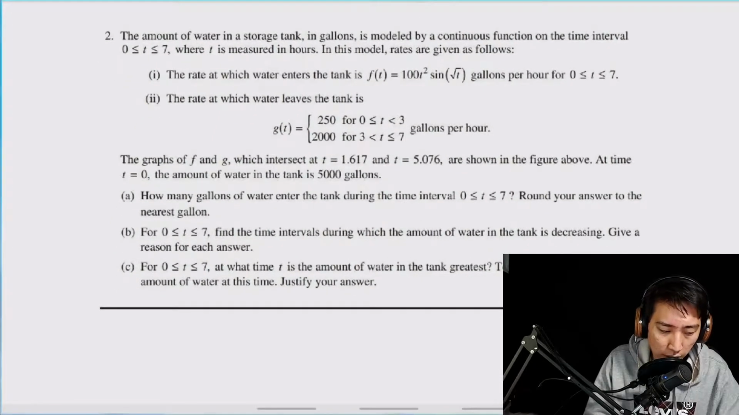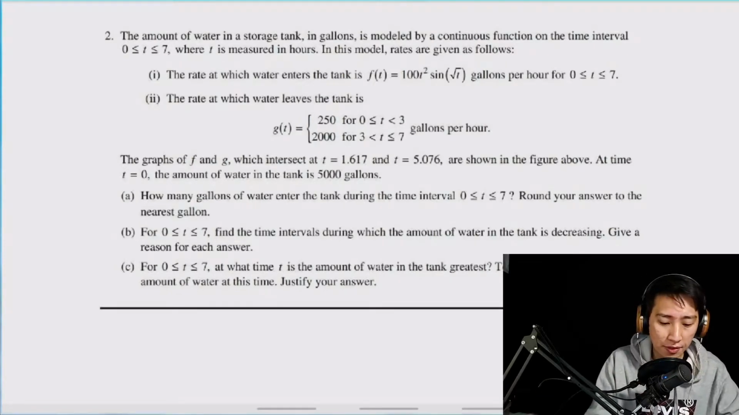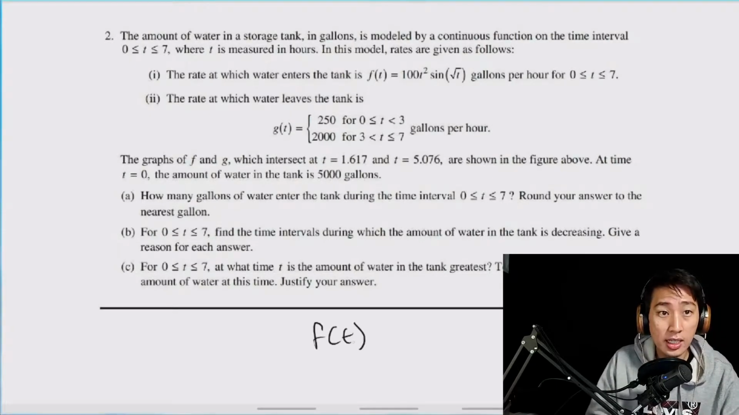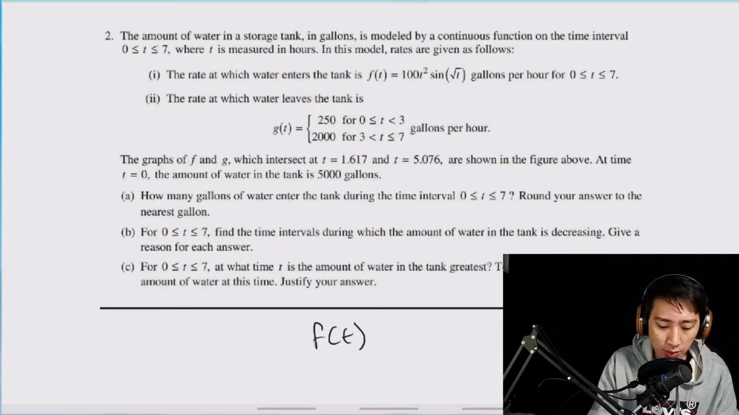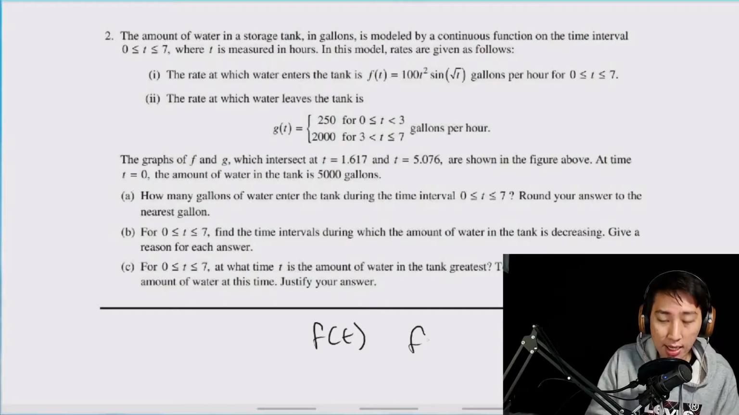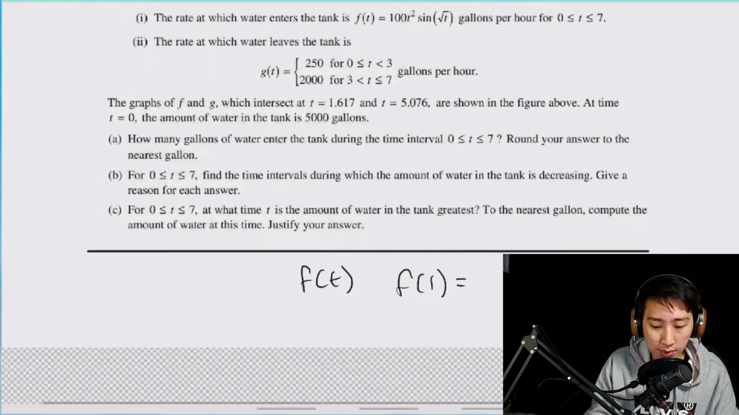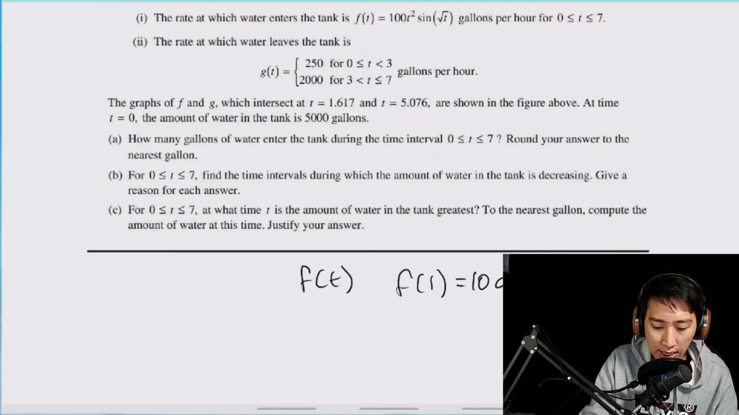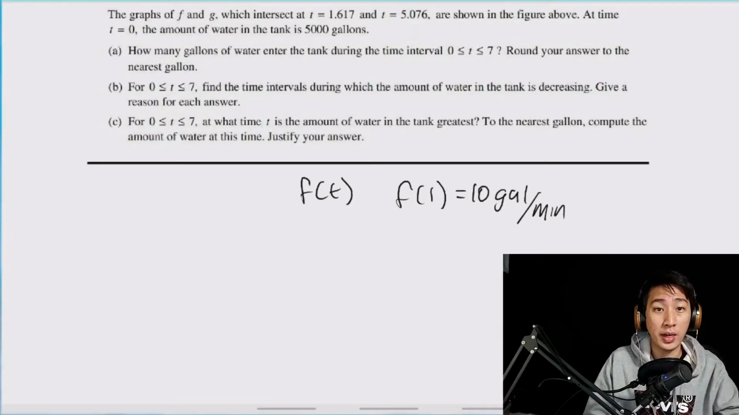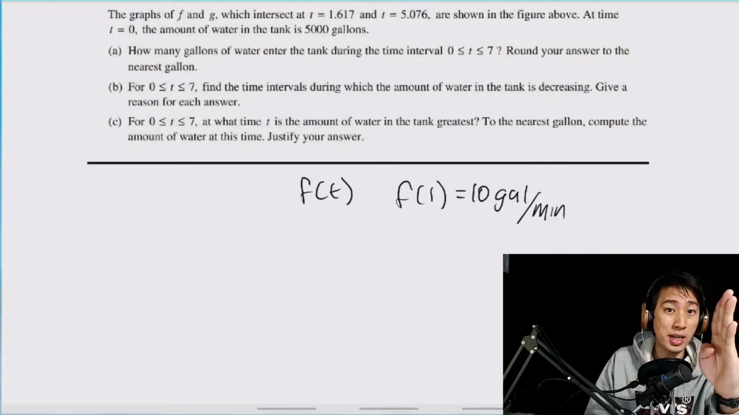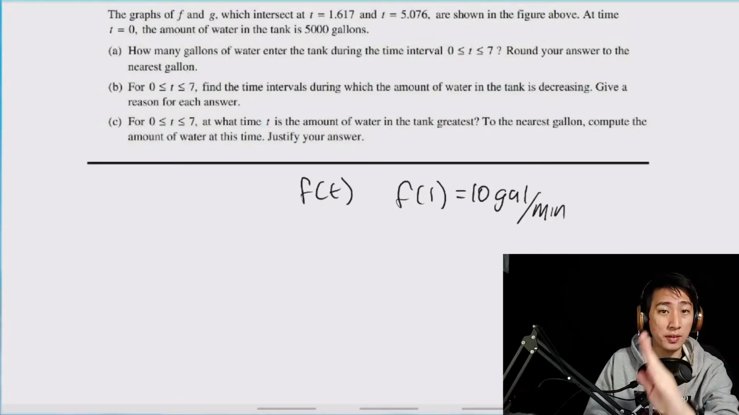Okay, so number one, it says how many gallons of water entered the tank during this interval. Round your number to the nearest gallon. So again, we're given f of t, and f of t is the amount of water that is coming in. At t equals 1, f of 1 is the rate at which water is coming in, so it's going to be something like 10 gallons per minute. In order to find how much water came in total, we integrate it, adding up how much came in at this minute, the minute before, and so on and so forth.